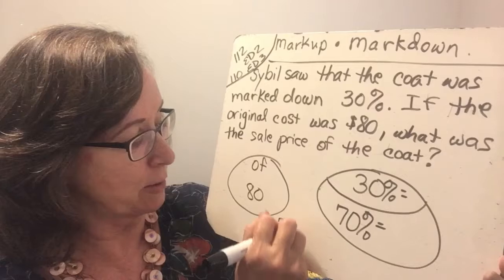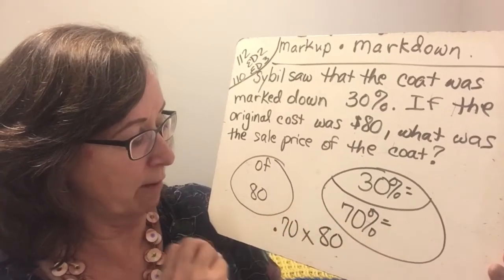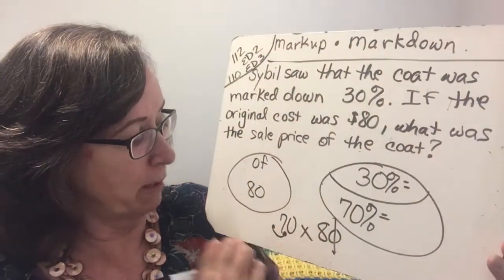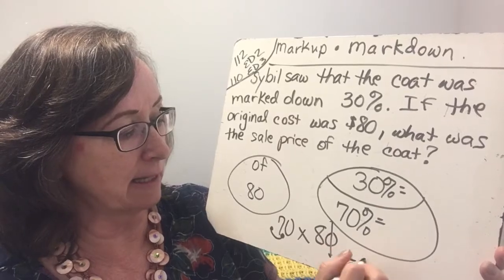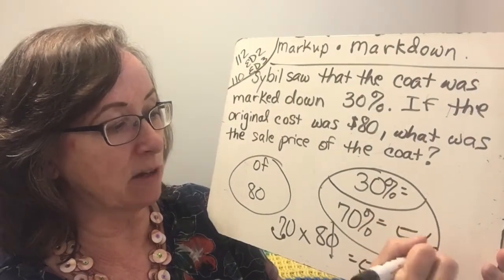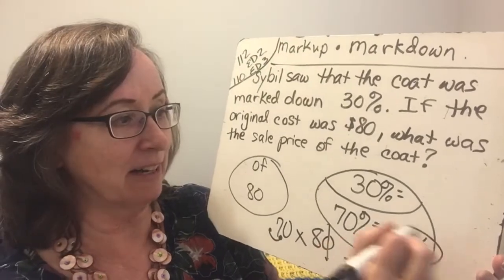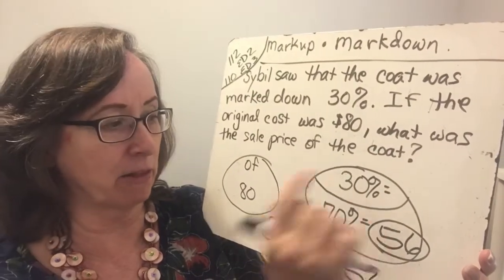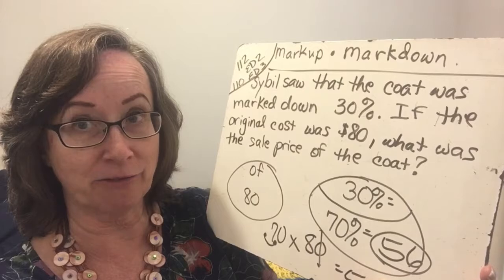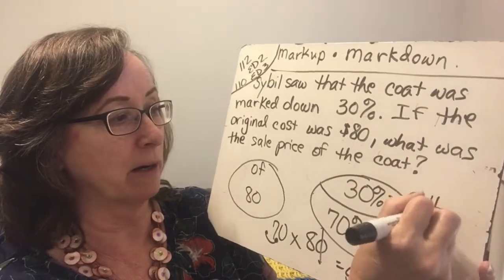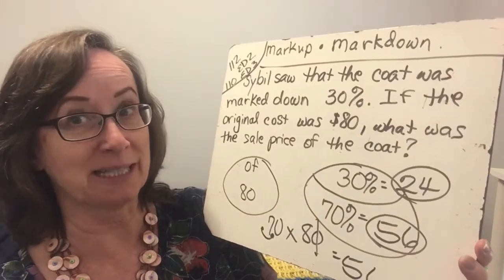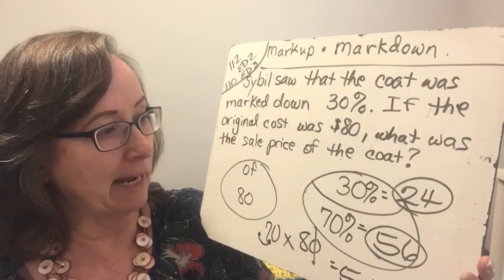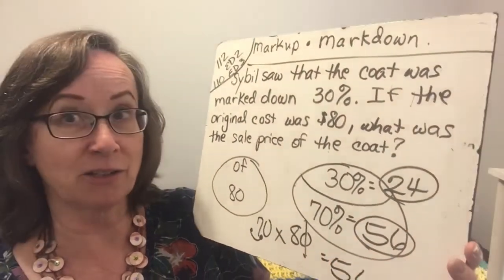We'll say 70% times the 80. Again, the 0 here is going to move the decimal 1 over. So we have 7 times 8 is 56. She's going to pay $56 for the $80 coat. That's not bad, is it? We can either do the math again to get the 30%, or we can say 80 take away the 56 is $24 that was taken off. So she got a good deal. Her markdown was $24 and she paid $56 for the coat.